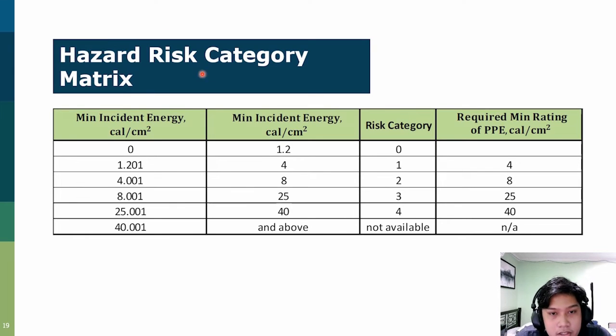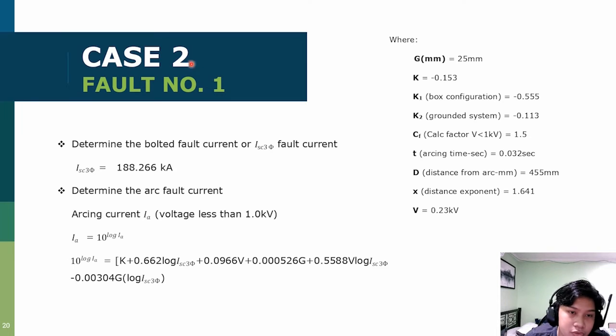So this is the hazard risk category matrix. This is the minimum incident energy, where this is the scale 0 to 1.2, 1.2 to 4. So this is the risk category for PPEs. This is the required minimum rating of PPE based on calorie per centimeter squared. These are the values. Case number 2, fault number 1.